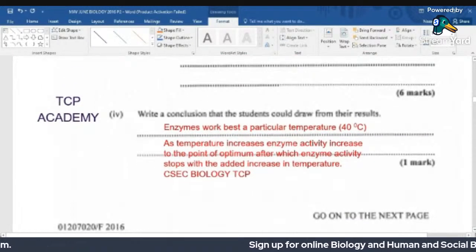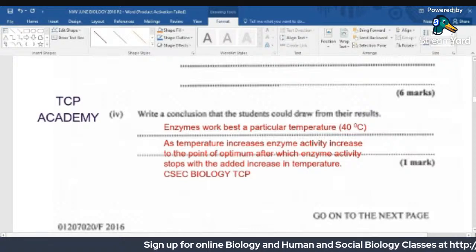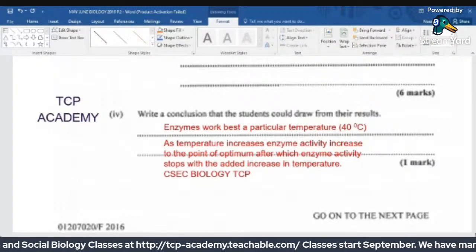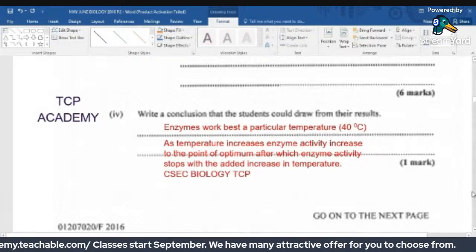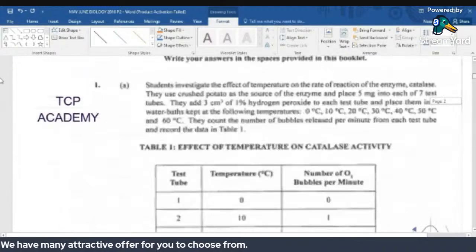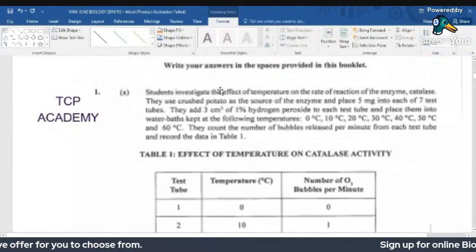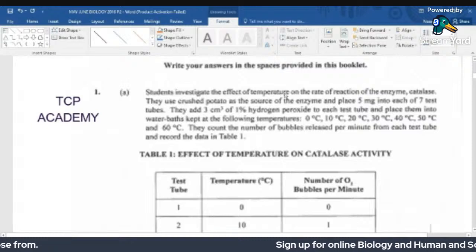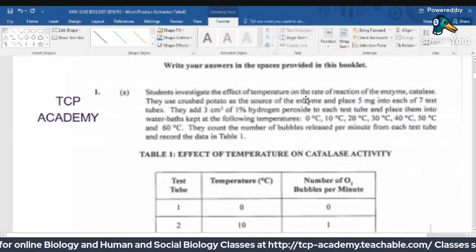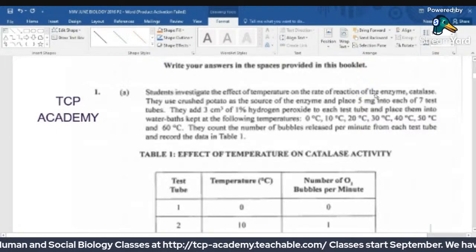Another thing we needed to look at, we were supposed to write a conclusion that the students could draw from the result. Now this is going to be tricky because you want to pay attention to what is asked by the experiment. So we are going to roll right back up to the aim of the experiment. We need to know that in order to write a conclusion. So the aim of the experiment here is to determine the effect of temperature on the rate of reaction of the enzyme. So we are looking at the rate, how the varying temperature affected the rate of enzyme activity.